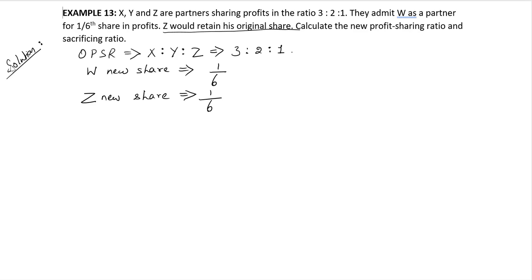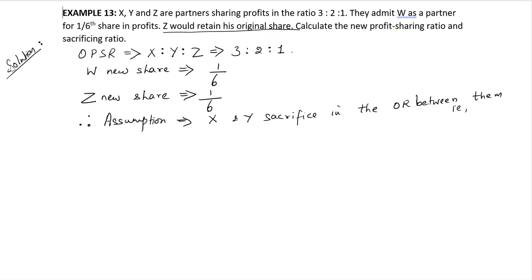Now there is nothing mentioned about the sacrificing ratio or the sacrifice of X or Y. Therefore, the assumption is that X and Y sacrifice in the OPSR, old ratio, between them, which in this case is 3:2. So we can apply the shortcut method.